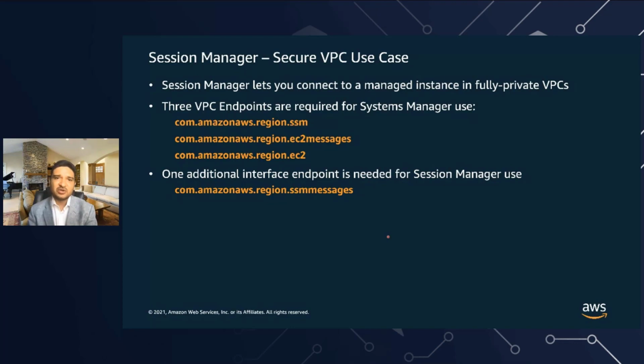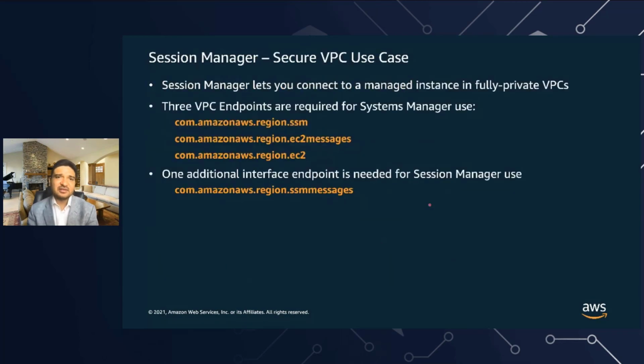But let's say you don't want to have even outbound internet access from your servers, you can make it 100% private through our VPC endpoints. So for that, you need to enable three endpoints: SSM, EC2 messages, and EC2. And especially for Session Manager, you also need to add an endpoint for SSM messages. So once we have these endpoints available in that account, then you can communicate to the service privately from within your VPC.